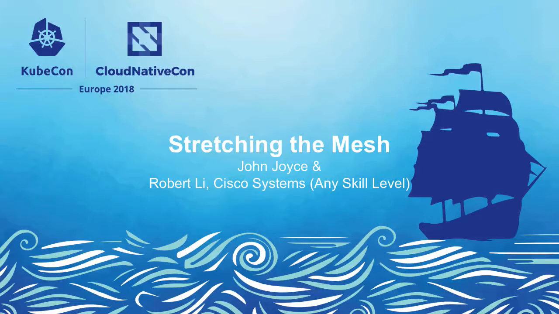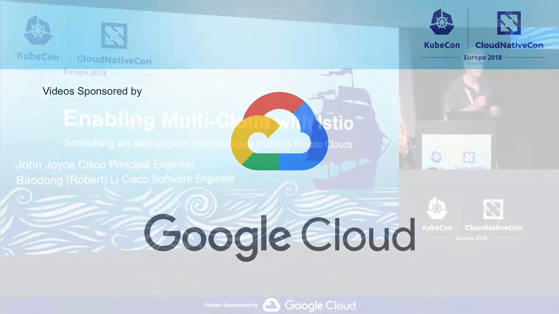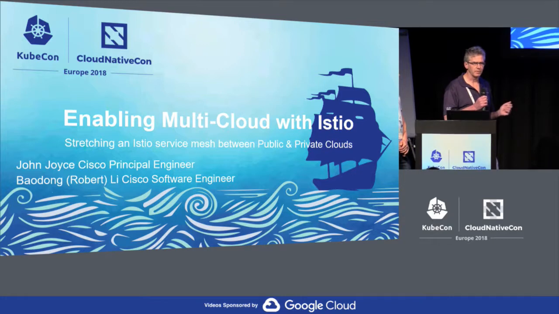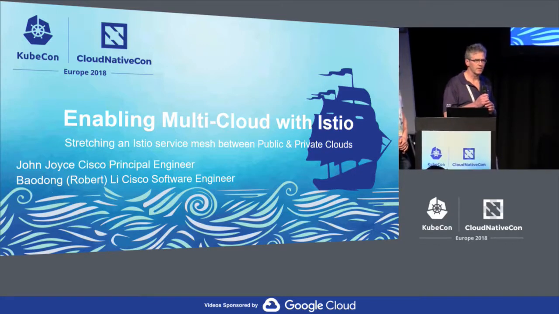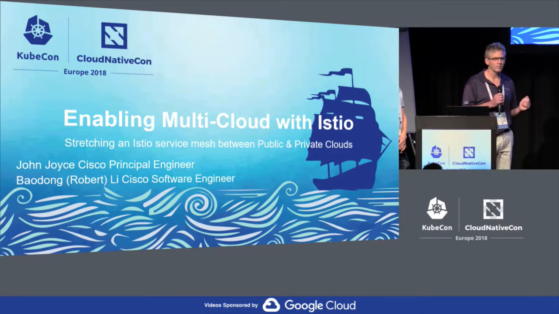We're here to show you how you can enable multi-cloud with Istio. The way we're going to do that is stretch the Istio mesh across the multiple clouds. We're going to use a public cloud and a private cloud, and we'll show you a demo. Quite a bit of this talk is around showing you how we actually implemented the work, so there's a few slides on that.